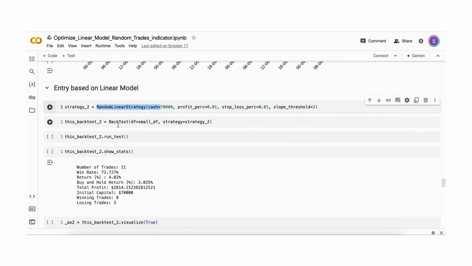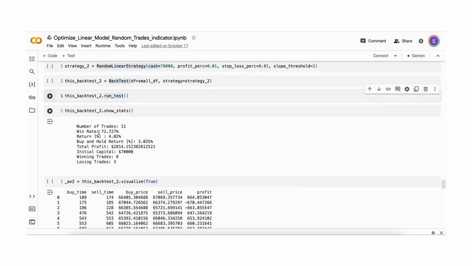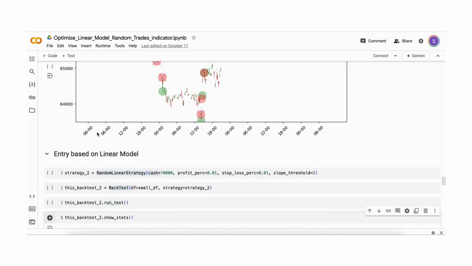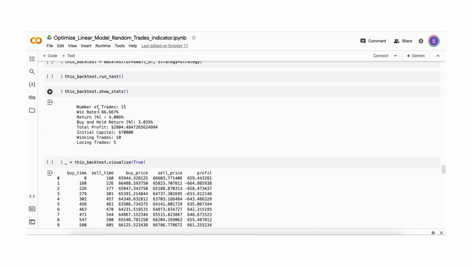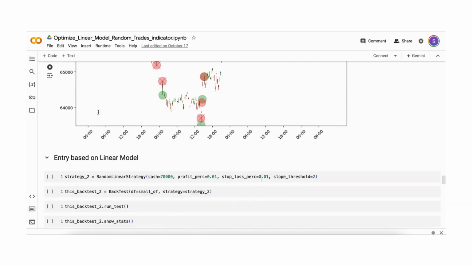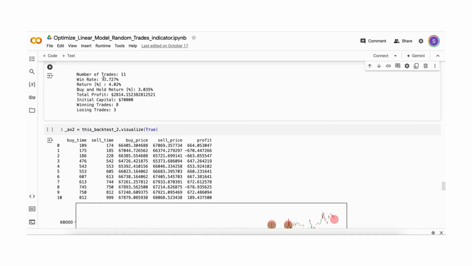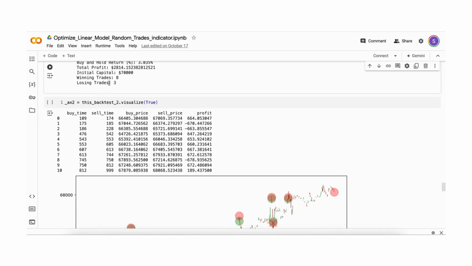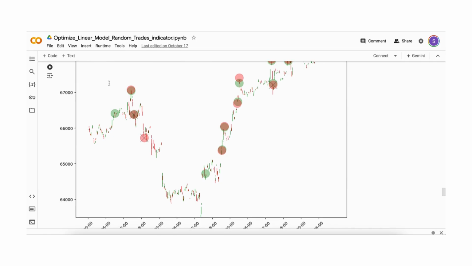So if we use our backtest library and run the test, we observe that we have a larger win rate. Compared to 66% when we were trading randomly, we have a win rate of 72%. But our returns are almost similar. And why do we have a larger win rate?